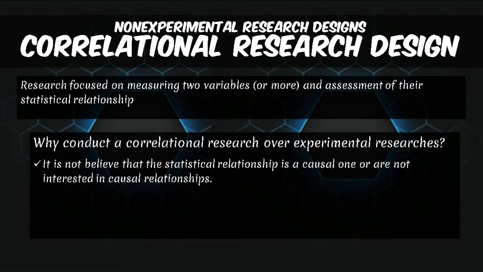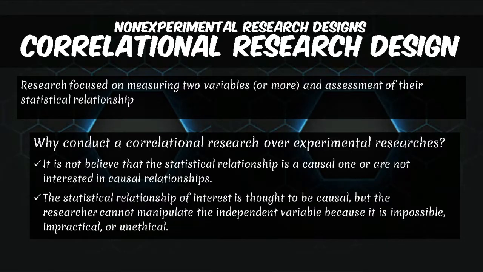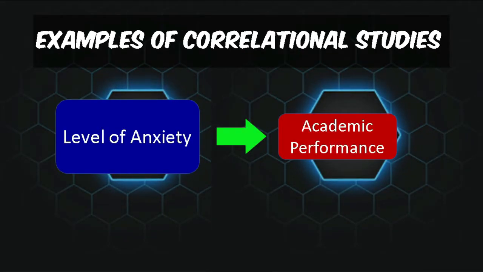Number one, it is not believed that the statistical relationship is causal, or the researcher is not interested in causal relationships. That's one. The statistical relationship of interest is thought to be causal, but the researcher cannot manipulate. We provided an example of a case where the independent variable is not manipulable because it's impossible, impractical, or unethical. So these are examples of correlational studies. Level of anxiety to academic performance.